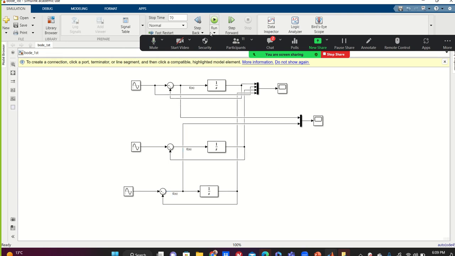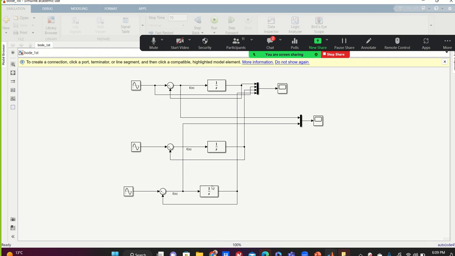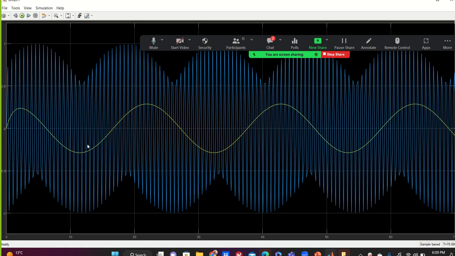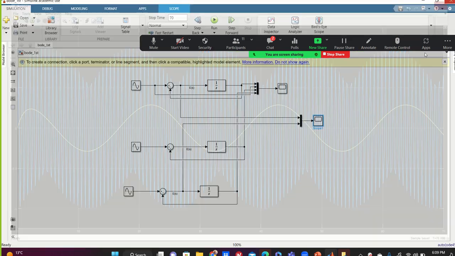So now this is the error signal. The yellow one was for the low frequency, the error signal between the input and output. But the blue line is for the high frequency. See the error signal increases for the high frequency. So meaning that this is a low pass filter. See what I'm saying, guys? Yes? Good.